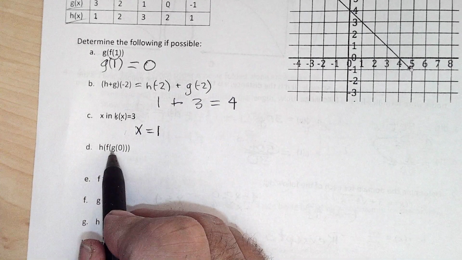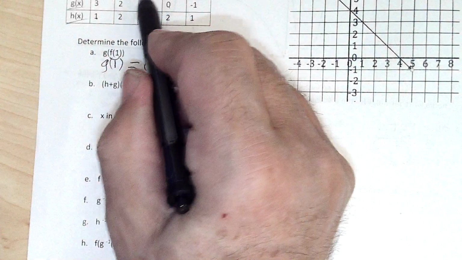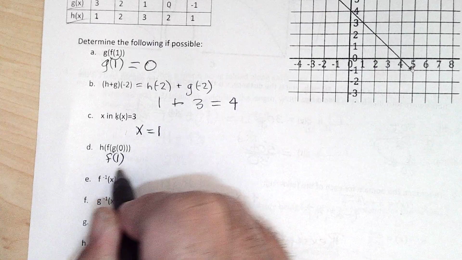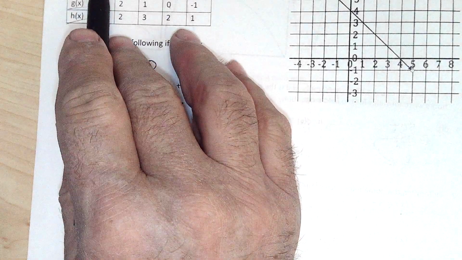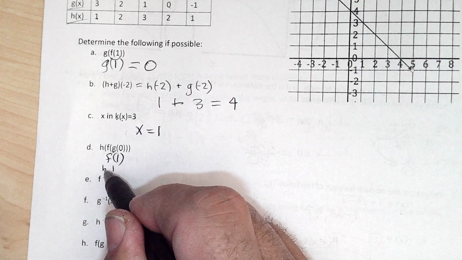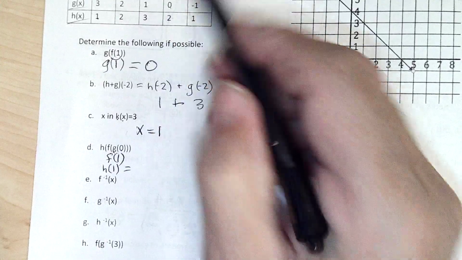Okay, this says g of 0, so we got to put 0 into g, we get 1, and then we have to do f of 1, and f of 1 is 1, and so then we got to do h of 1, and h of 1 is 2.